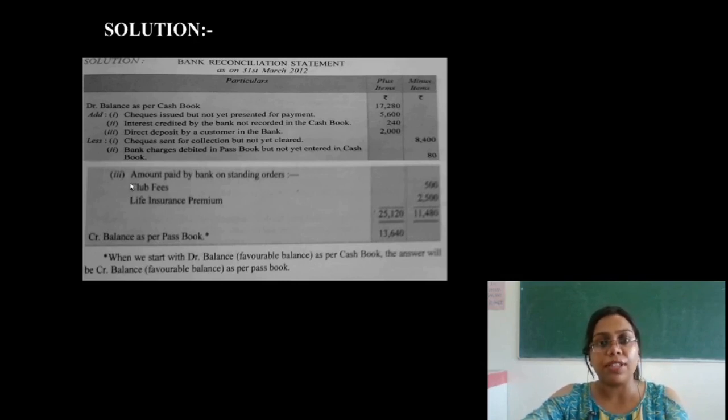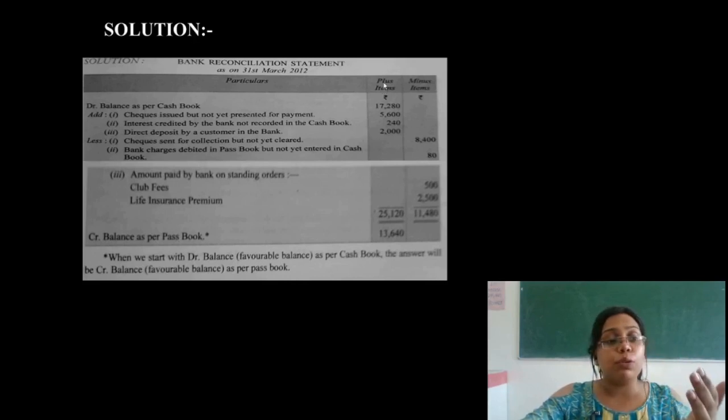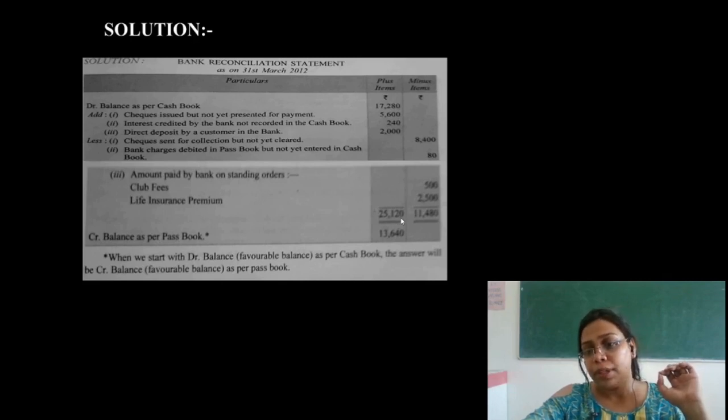With this, we have discussed all the differences between the cash book and the passbook. Now the next step is to add all the items of the plus columns, that is 1780, 5640, 2000, 8400, 80, 500, 2500. We will write the total of both columns respectively and end it with double lining.